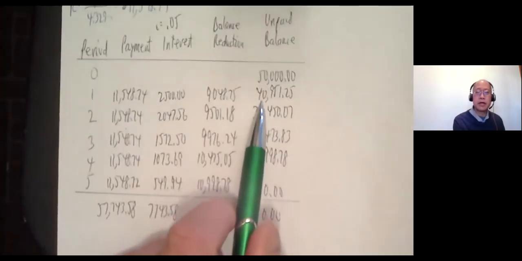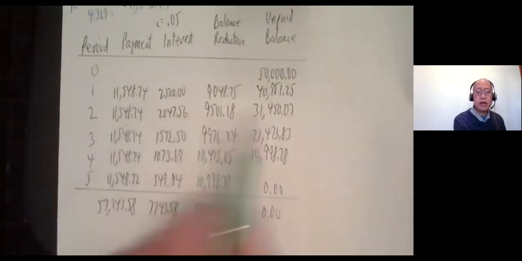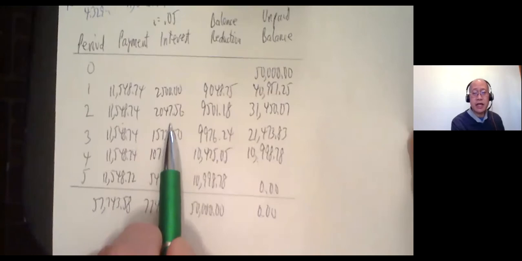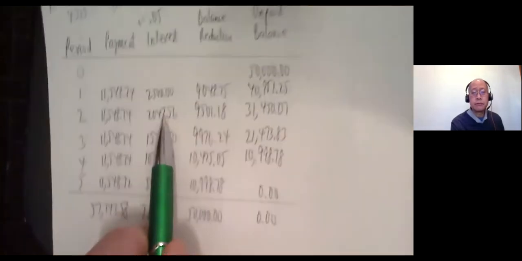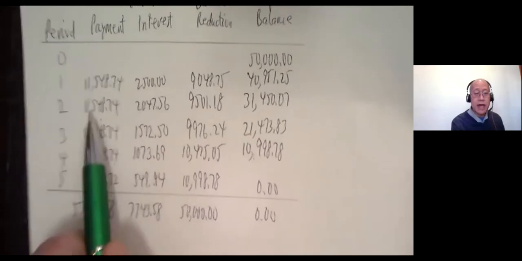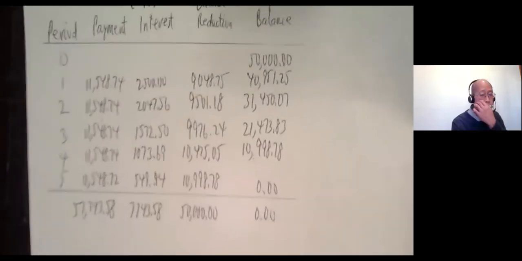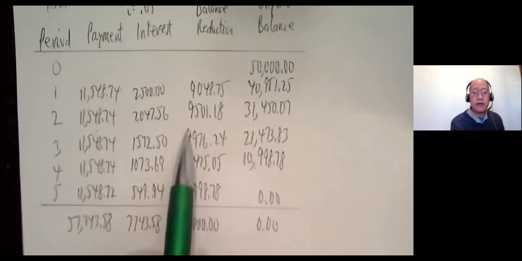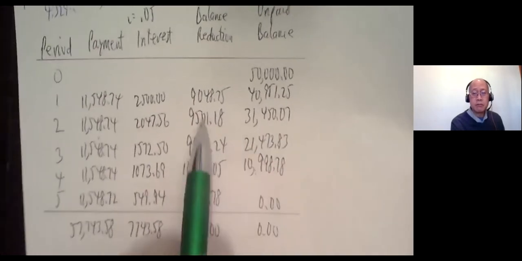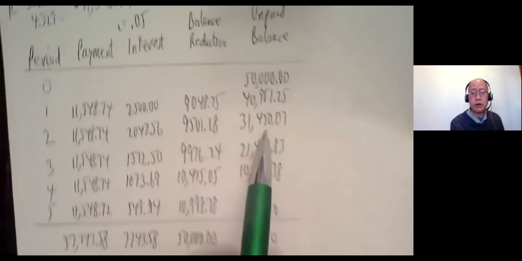Repeat, do the same thing. That's the payment, 5%. 5% of that is that, 2047.56. Subtract that minus that is that. So now I get to reduce by 9501.18. Subtract that minus that, 31,450.07.